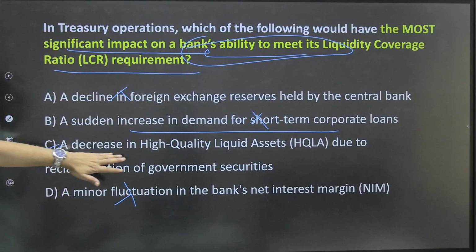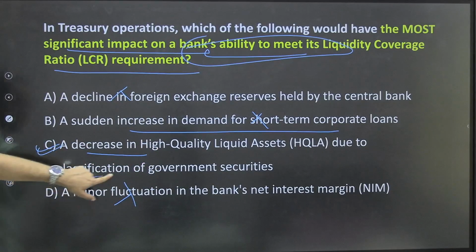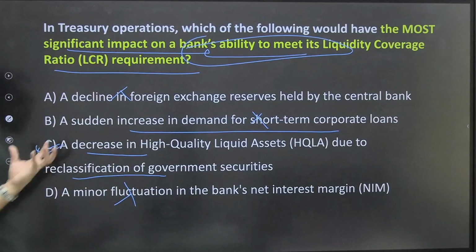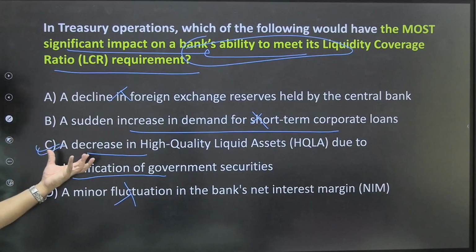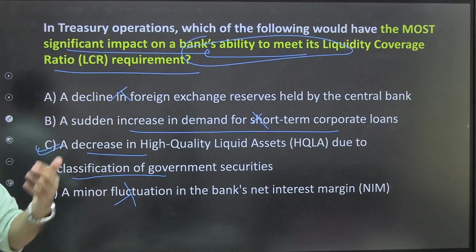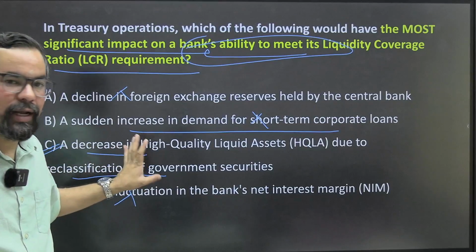And this is a high quality liquid asset, a decrease in high quality liquid asset due to reclassification of government securities. Okay, so government securities, usually we use them to manage your LCR. Approved government securities, I hope you remember that. Okay, so it is linked to this, we discussed this in the previous class.